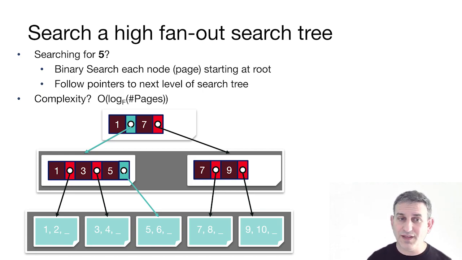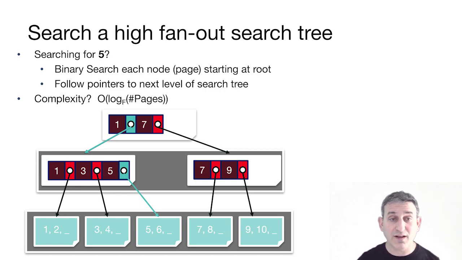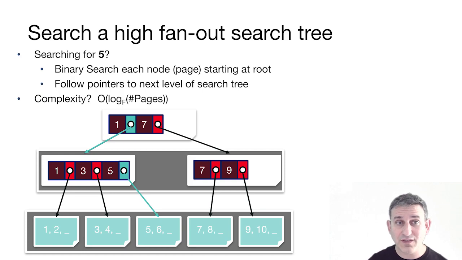The complexity of this is big O of log base F of the number of pages in the original file, where F is the fan out of one of these nodes in the tree, of one of these pages in these index files.